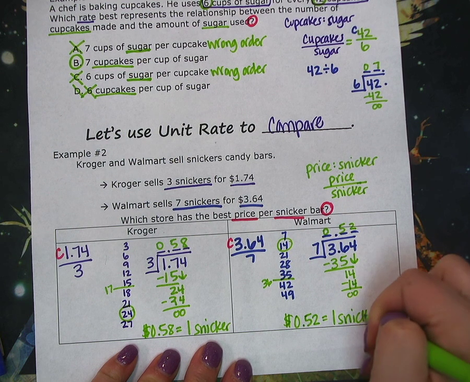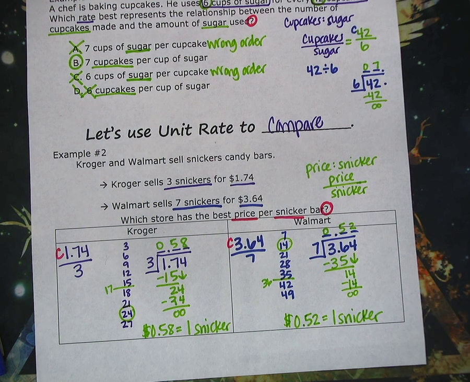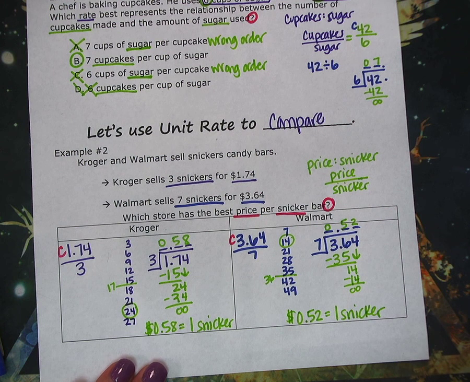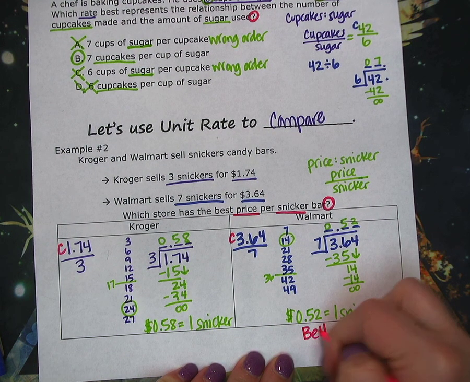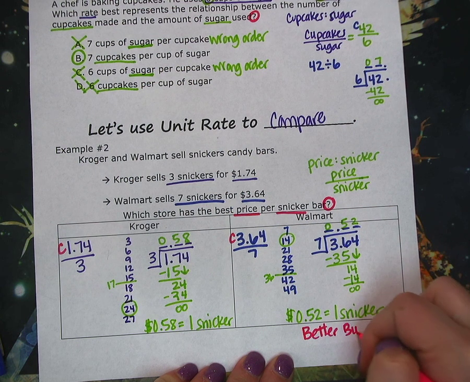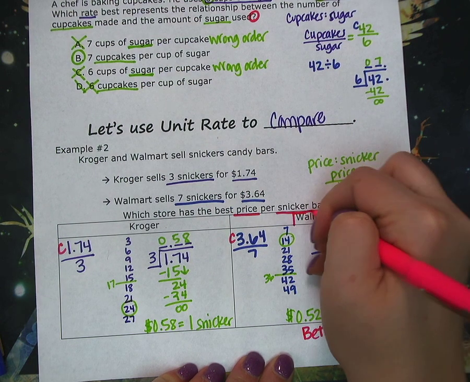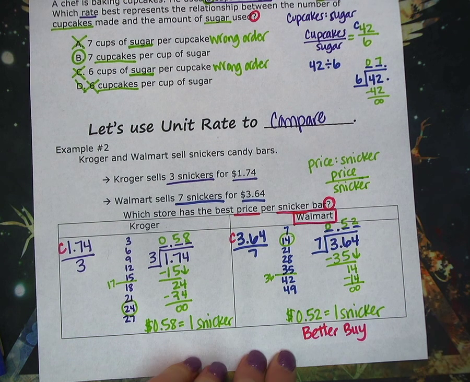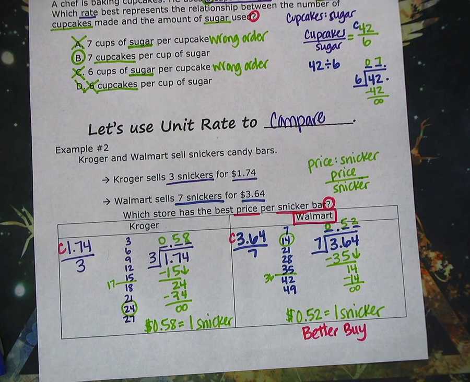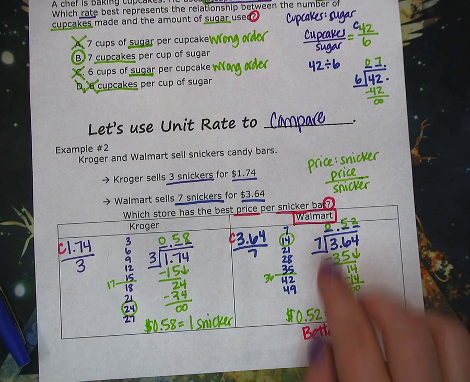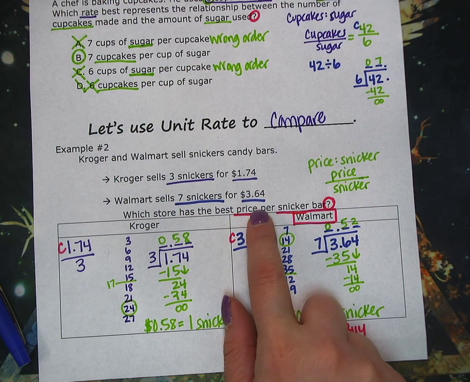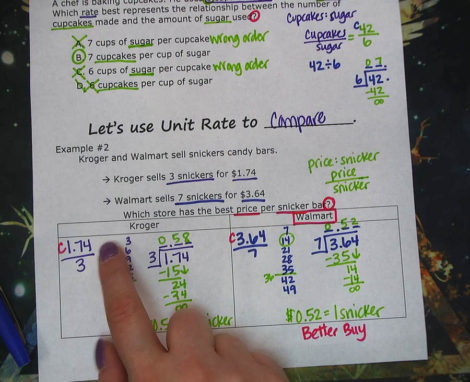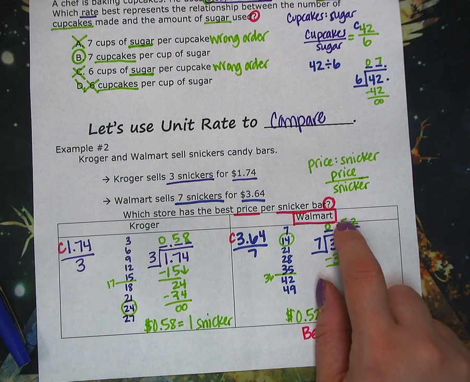So which of these is the better buy? Which one is a better buy? Well, better buy would mean the better price. So that means that we would buy our Snickers at the Walmart to save money. So Walmart is the winner. And that is how you use unit rate to compare. Remember, unit rate is per 1, and that we focus on the words in the question mark. So price is first, so price is your cowboy. Snicker is second, Snicker is your horse.